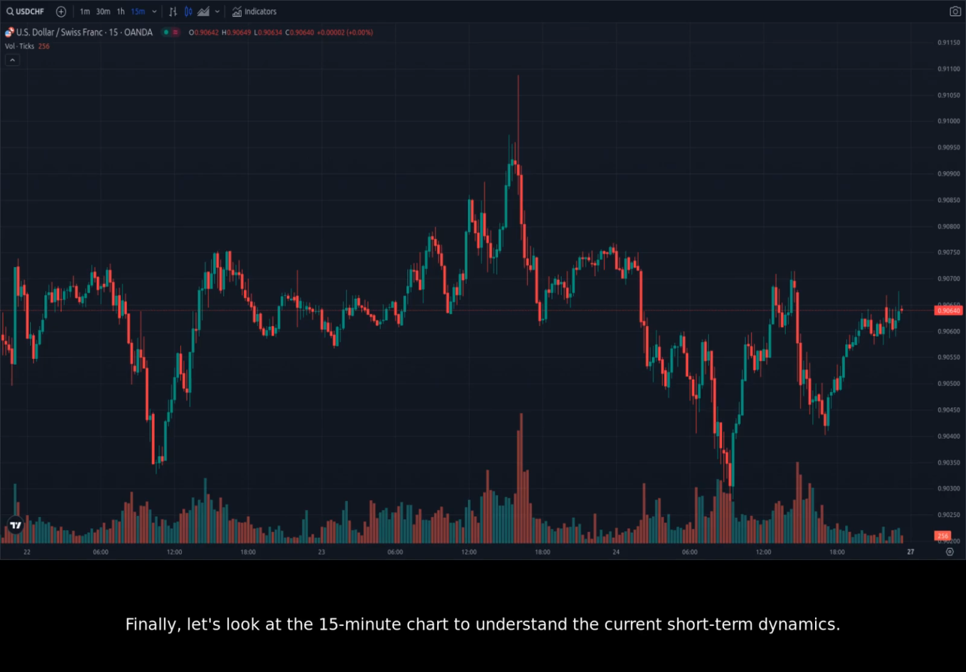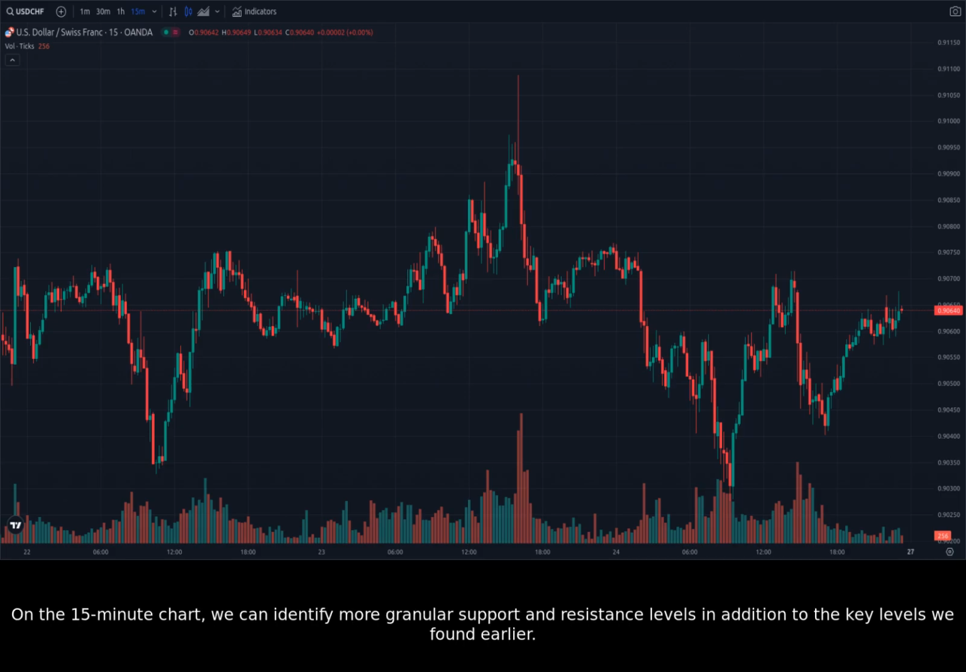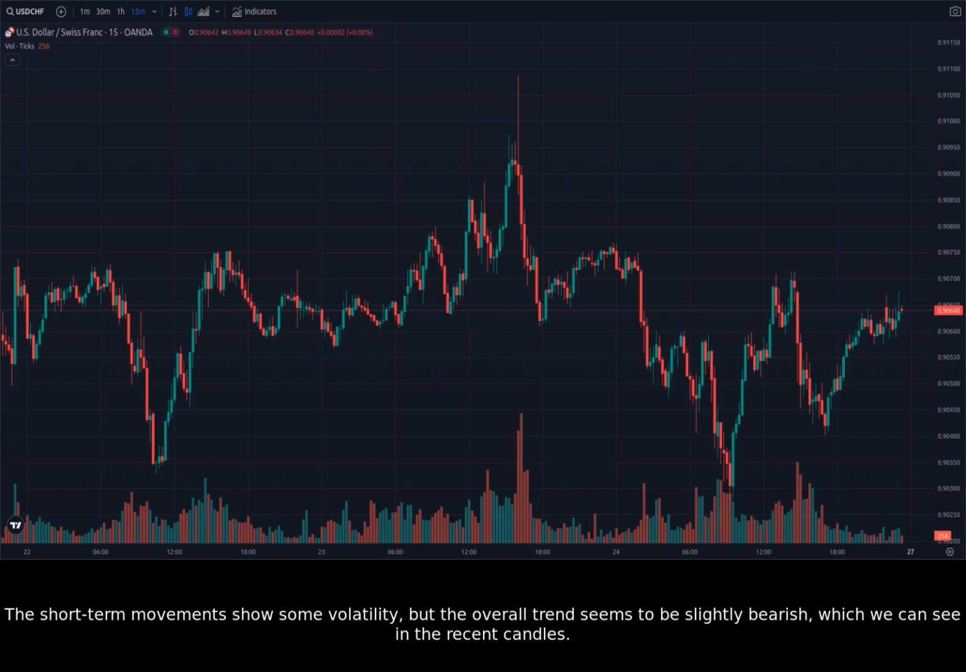Finally, let's look at the 15-minute chart to understand the current short-term dynamics. On the 15-minute chart, we can identify more granular support and resistance levels in addition to the key levels we found earlier. The short-term movements show some volatility, but the overall trend seems to be slightly bearish, which we can see in the recent candles.